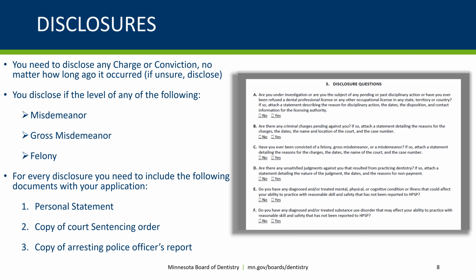For every disclosure, you need to include additional documents. Please include these with your application materials. The first is a personal statement. This is a written document, a paragraph or two in the words of the applicant, that provides us with the details of what led up to the arrest. The second is a copy of your court sentencing order. If you have complied with the requirements of the courts, please include that documentation as well. Thirdly, if available, include a copy of the arresting officer's report.